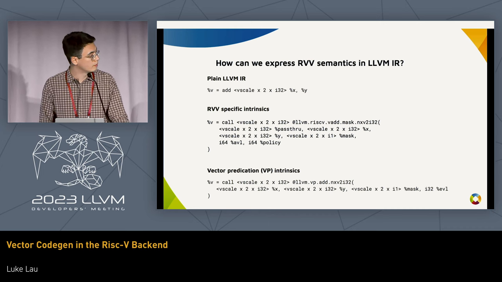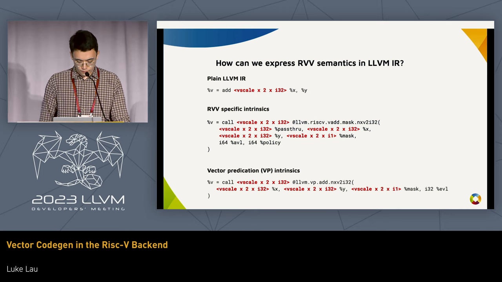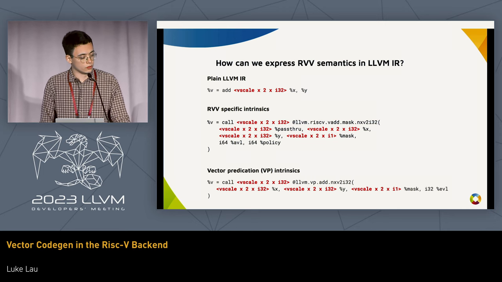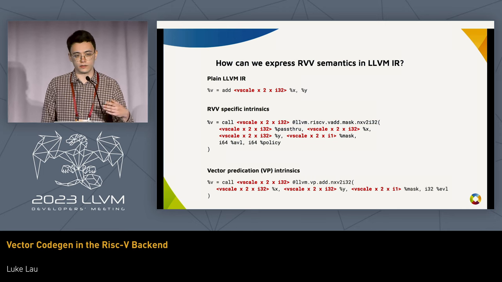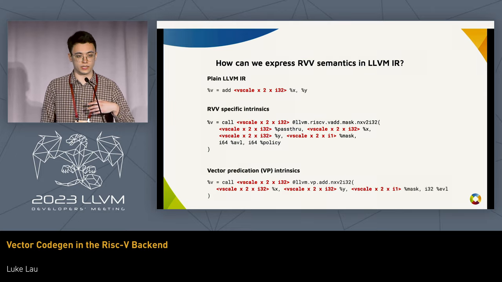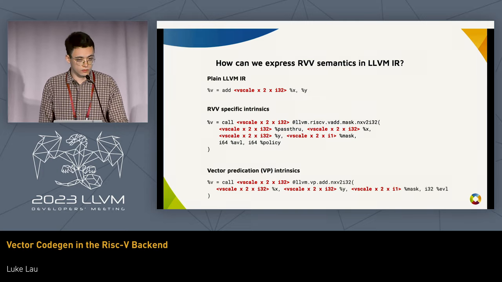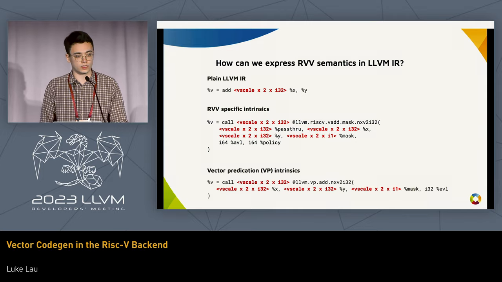So you might have noticed that there's no operand in any of these intrinsics for LMUL, for register grouping. The reason for that is because we actually encode the notion of register grouping and LMUL inside the actual vector type itself. Specifically, we encode it in the size of the scalable vector type.